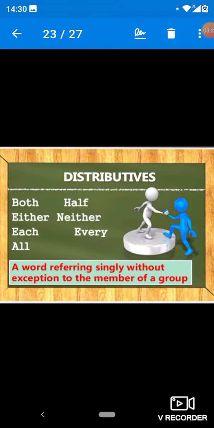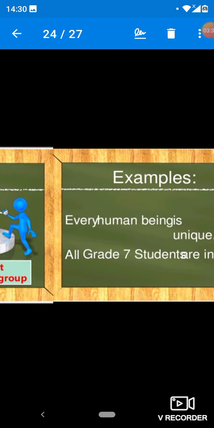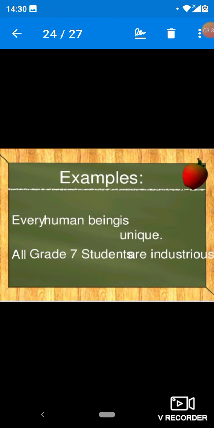Distributives: both, either, each, all, neither, every. They refer to each one without any exception in the group. Every human being is unique.